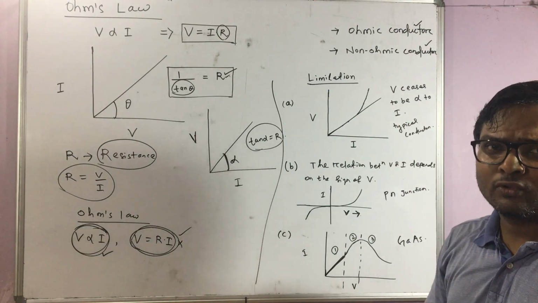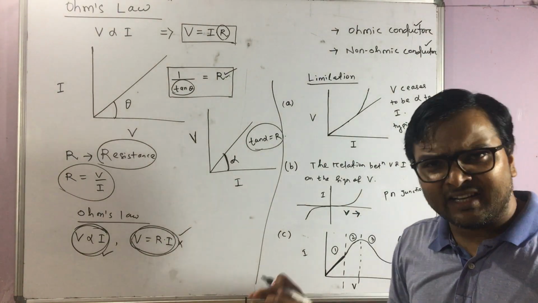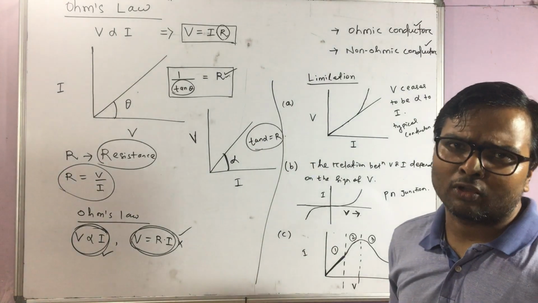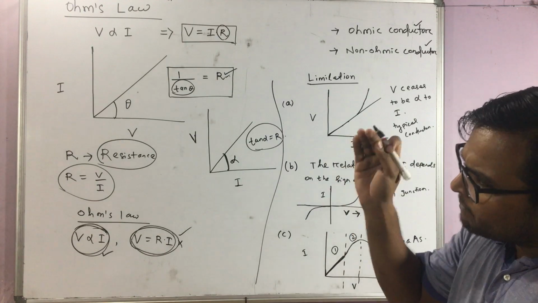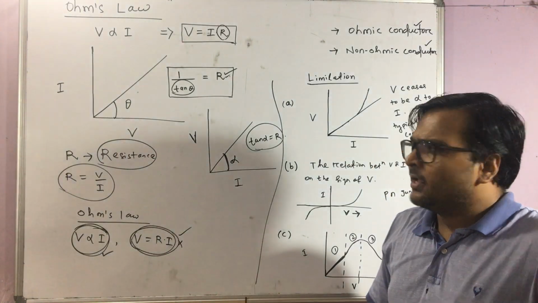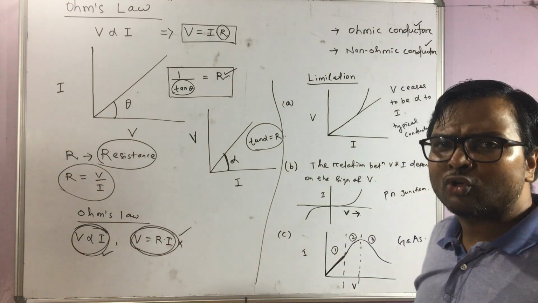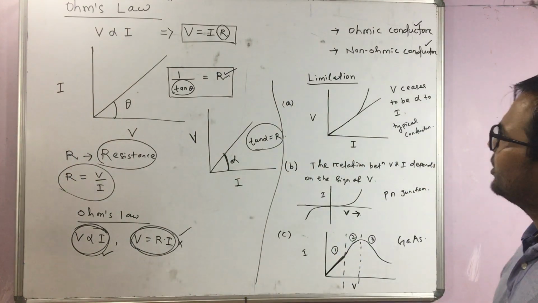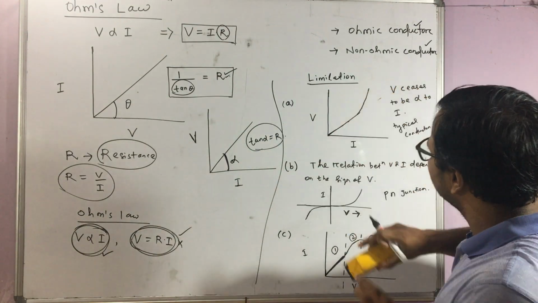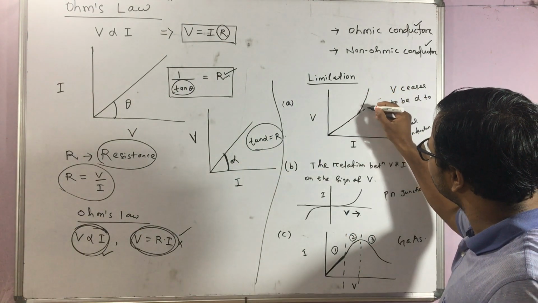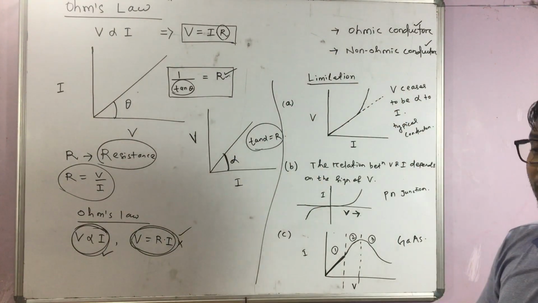Ohmic conductors are those which obey Ohm's law. In general, most of the materials satisfy Ohm's law. There is a large variety of materials that obey Ohm's law within a range of temperature around room temperature. For most materials it is valid, but still there are certain exceptions. Clear? So let us understand the limitations of Ohm's law.